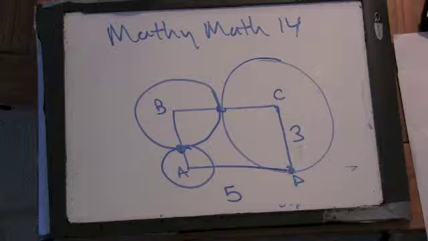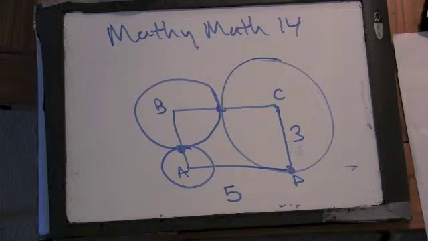It says rectangle ABCD has sides CD equals 3 and DA equals 5. A circle of radius 1 is centered at A. A circle of radius 2 is centered at B. And a circle of radius 3 is centered at C. Which of the following is closest to the area of the region inside the rectangle, but outside of the circles?